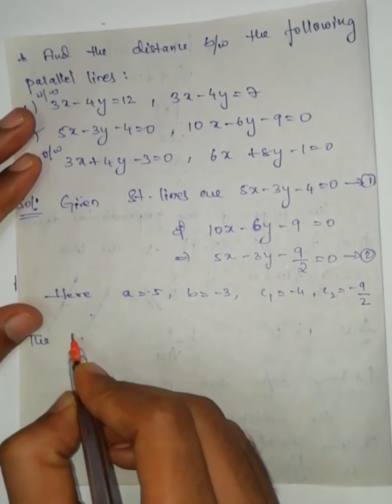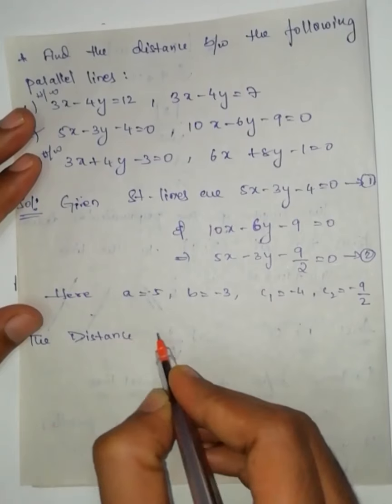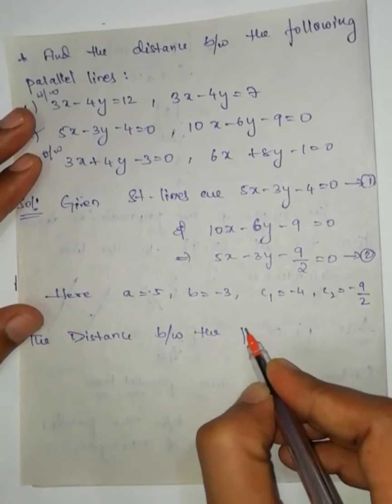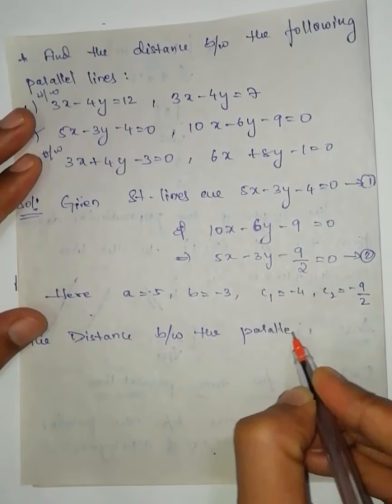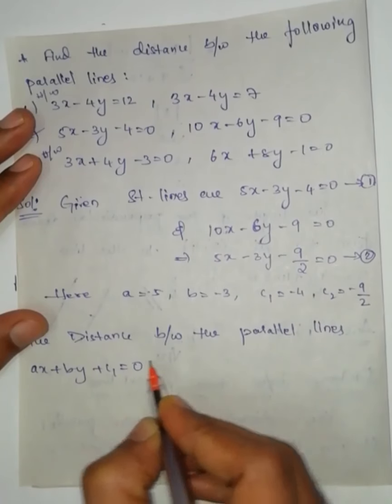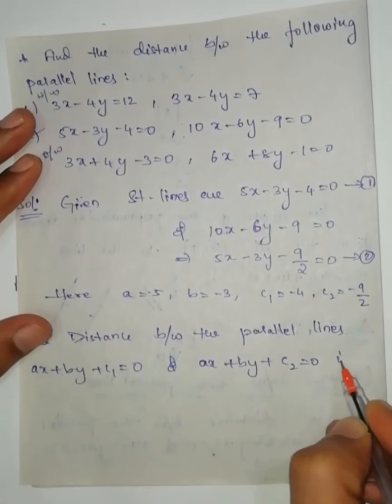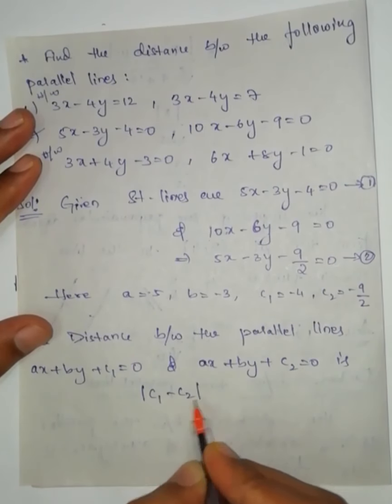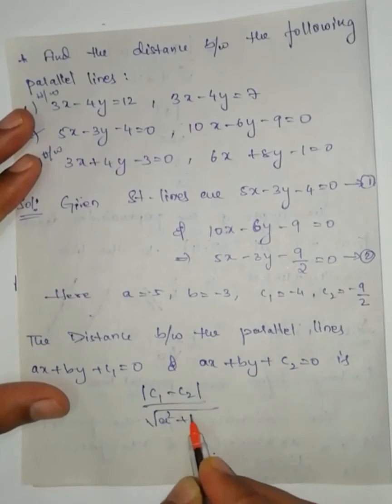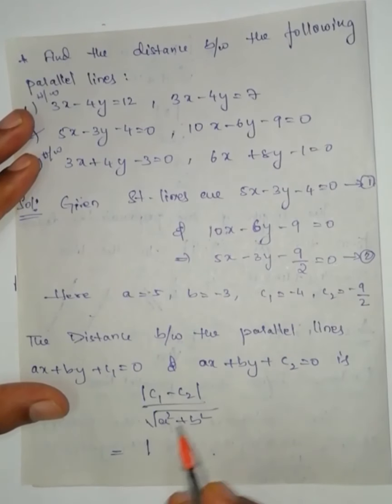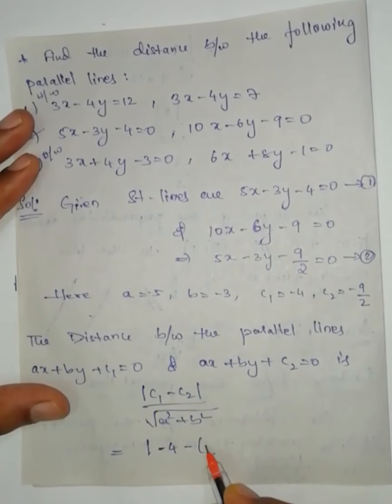The distance between the parallel lines ax plus by plus c1 is equal to 0 and ax plus by plus c2 is equal to 0 is modulus of c1 minus c2 by under root a square plus b square, which is nothing but modulus of c1 is minus 4 minus 9 by 2 by under root 5 square plus minus 3 square.